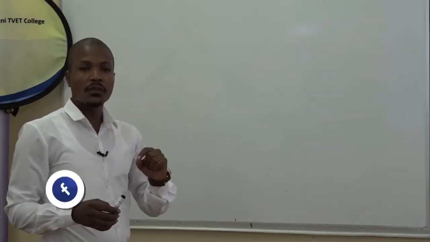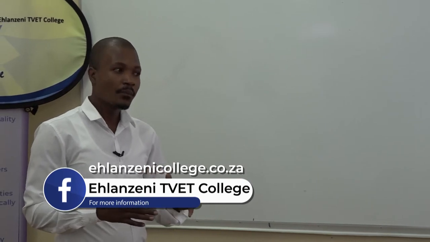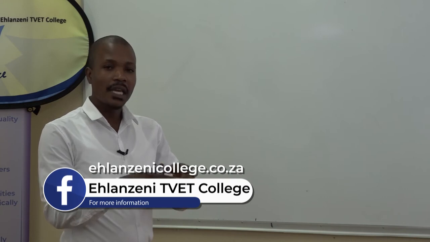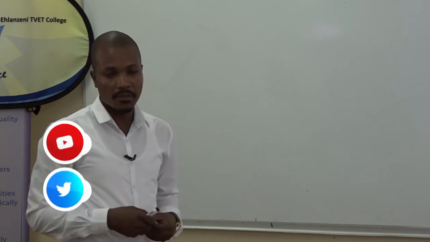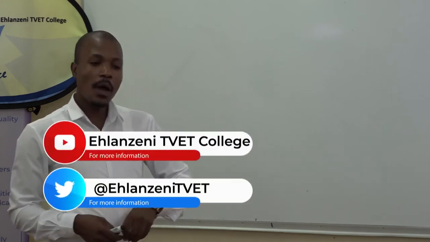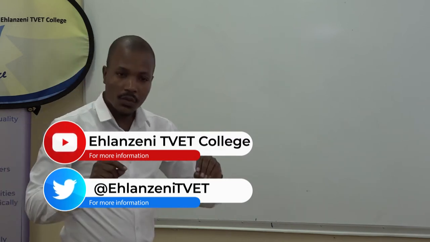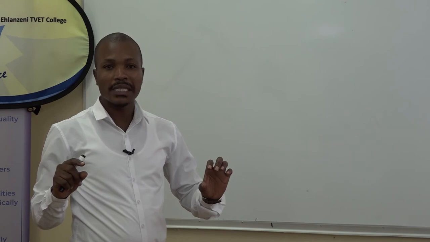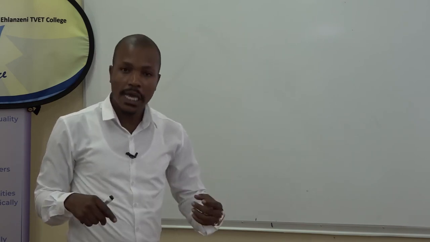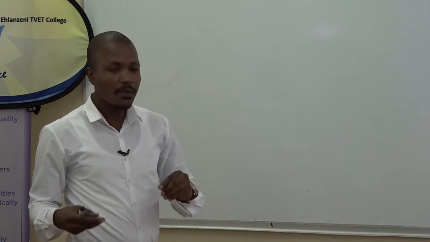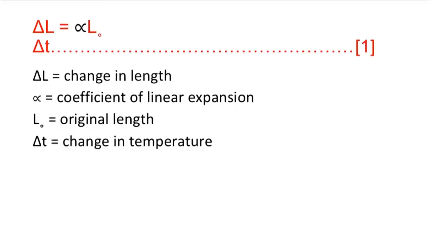We said coefficient of linear expansion, what is it? This is the amount of heat required to change the length of a substance. Now, if you apply heat to an iron rod, the iron rod has its original length. When you apply heat to that iron rod, what happens? The iron rod will change in length, depending on the amount of heat that you're applying in that particular iron rod.